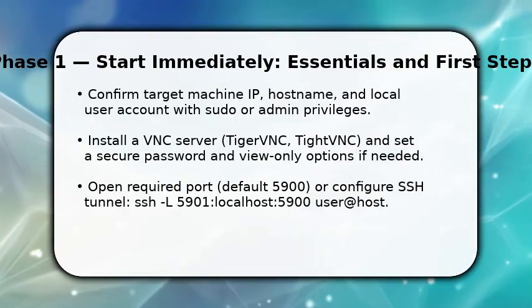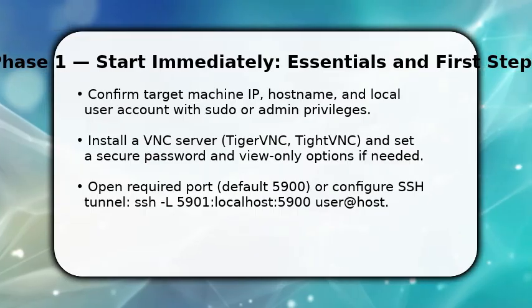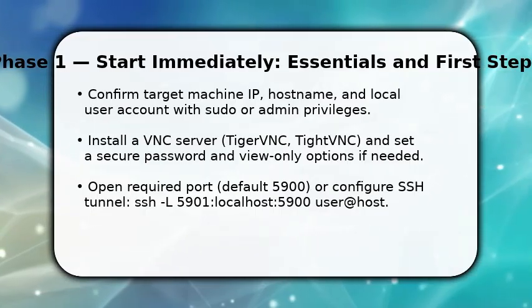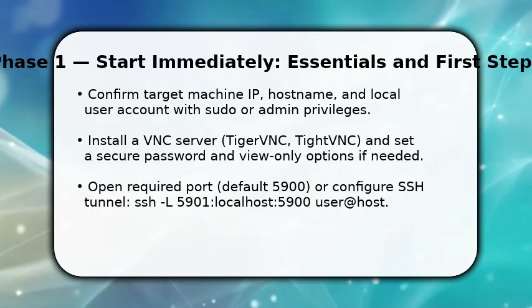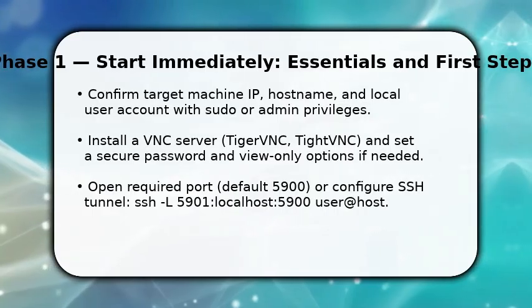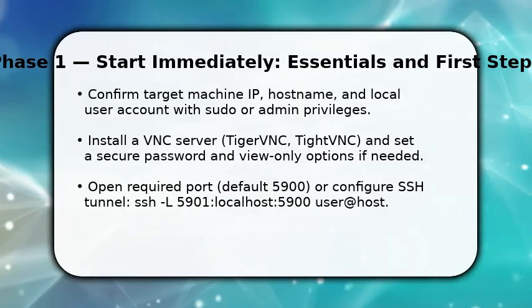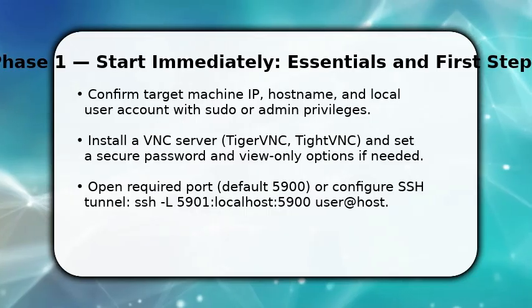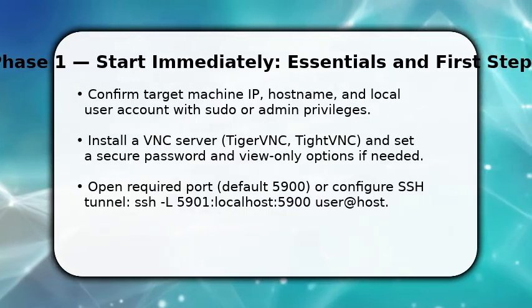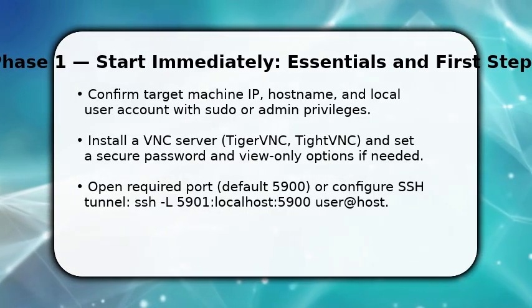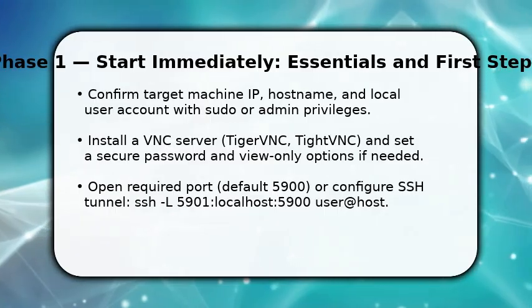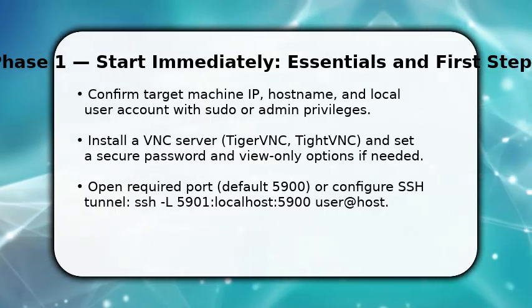You begin by preparing the host, install a VNC server, and create a strong access password. This secures the session from the start. Once done, confirm the host IP or host name and the user account you'll connect to, because incorrect credentials waste time. Then decide. Direct port forwarding on 5900 for LAN versus an SSH tunnel for internet access.